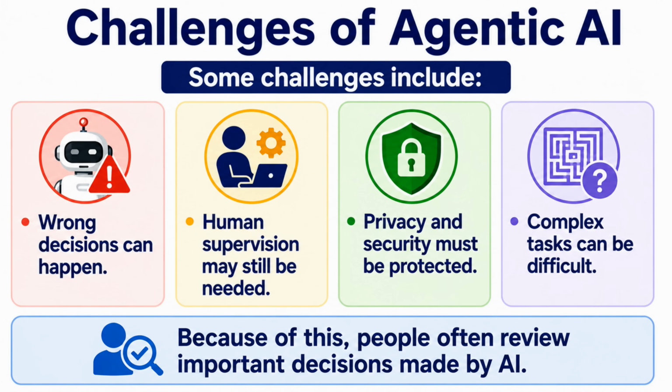What are the challenges of agentic AI? Wrong decisions can happen. Human supervision may still be needed. Privacy and security must be protected. Complex tasks can be difficult. Because of this, people often review important decisions made by AI.